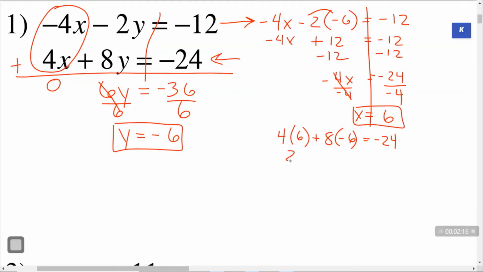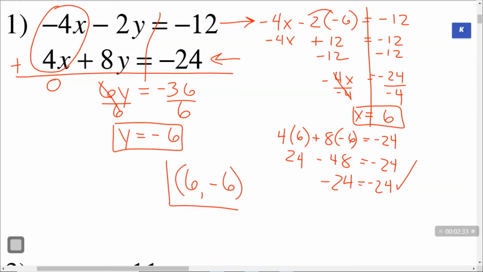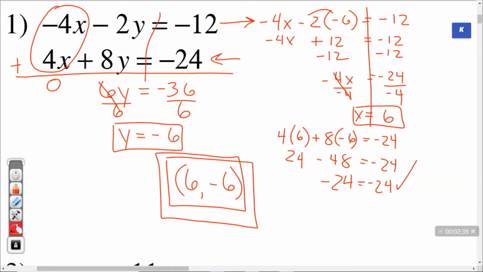Alright, 4 times 6, well, that's 24. 8 times negative 6 is negative 48. And negative 48 and positive 24 gives me negative 24. So therefore, it did work out. My answer is correct. I'm going to write it as an ordered pair, (6, negative 6), with parentheses because it is an ordered pair, and make it stand out above the rest. Alright, that's my first one. Let's take a look at the next one.